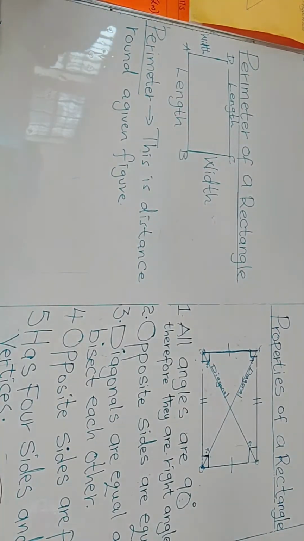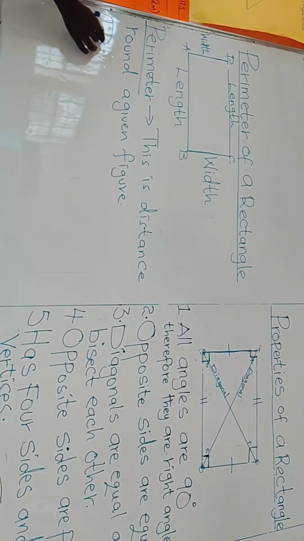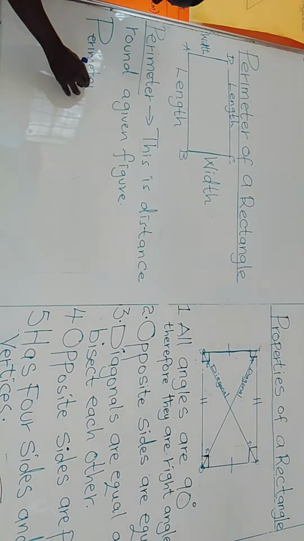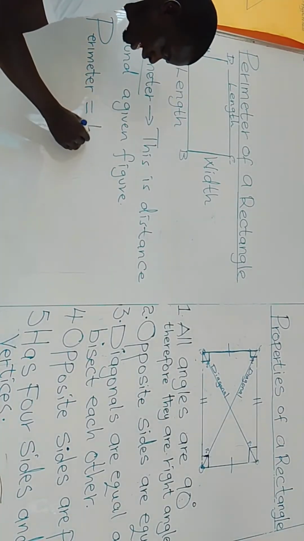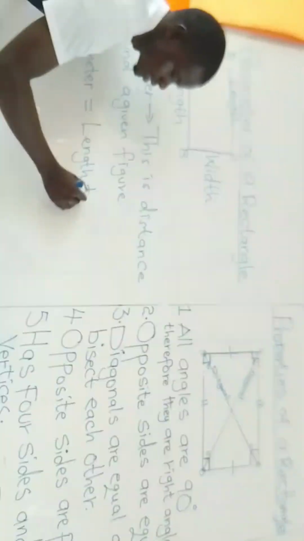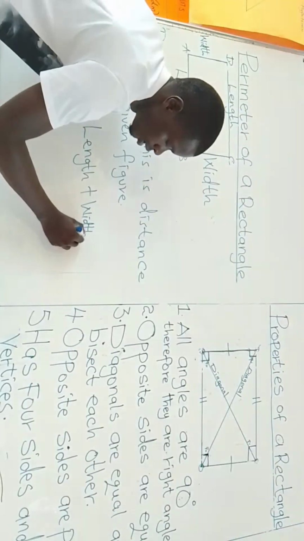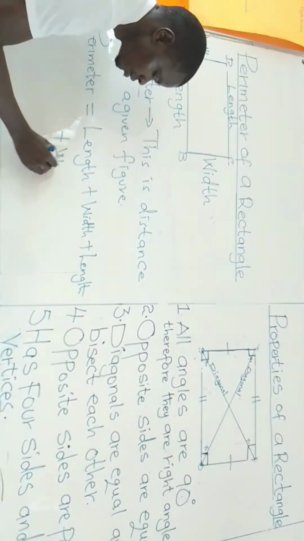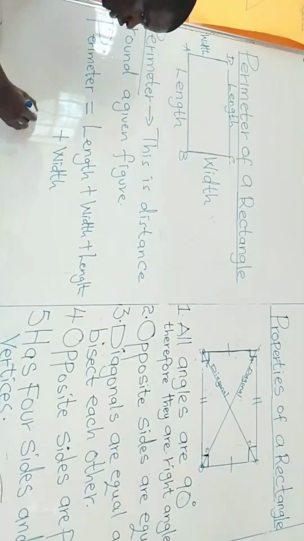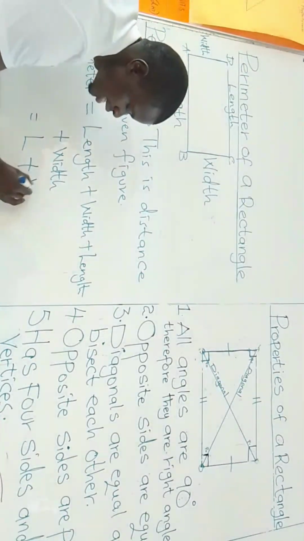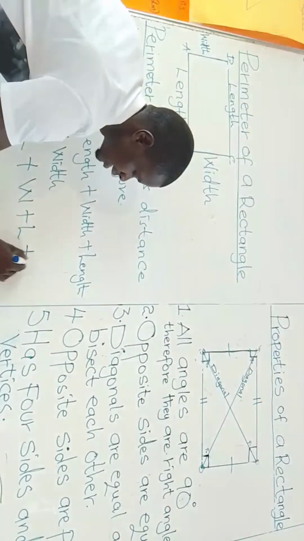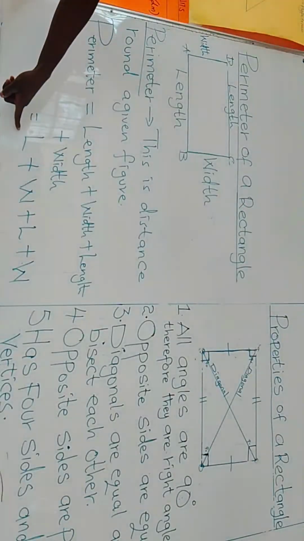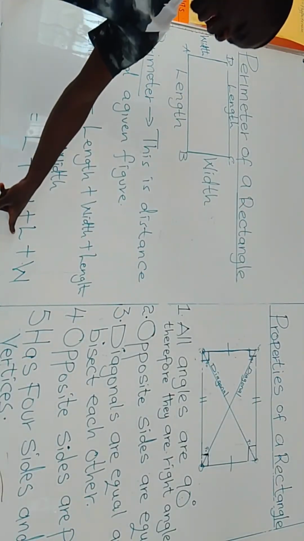So how do we work it out when we're trying to find the perimeter? For instance, I'm handling grade 4, so I'll say perimeter is equal to length plus width plus length plus width. In simple abbreviations, you can say L plus W plus L plus W. The L here represents the length, the W here represents the width, and the L here represents the length.